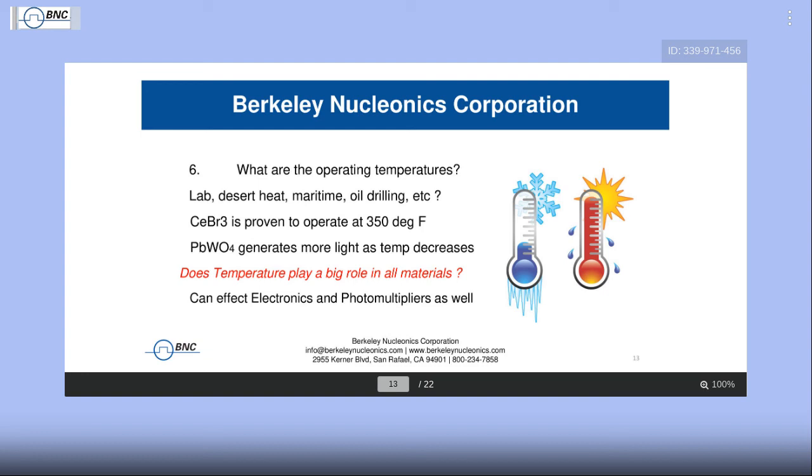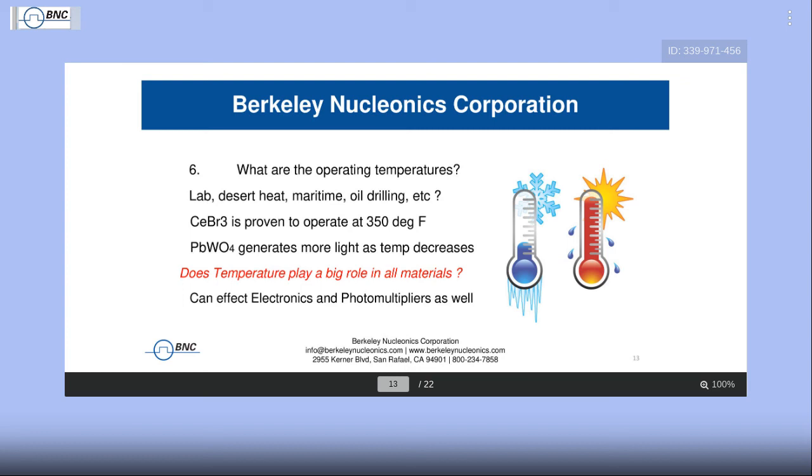Besides heat, you might also want to consider the coolness, or what coolness can do. Lead tungstate is a very nice detector for neutron detection, or very, very high gamma detection above 3 MeV. And we find that as it cools from room temperature to, say, 0 degrees Celsius, it actually starts to improve. Its resolution improves, its brightness improves. And so these are considerations for the type of material.